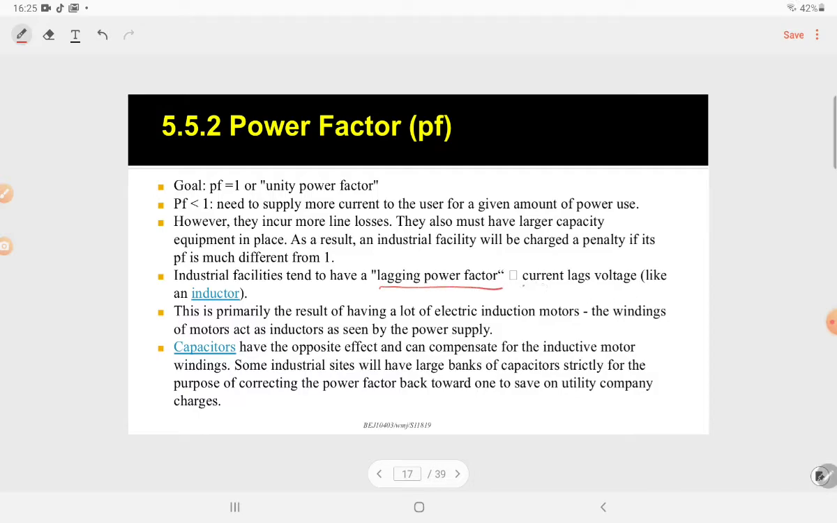So that means current lags voltage. This is primarily the result of having a lot of electrical induction motors. The windings of a motor act as an inductor, as seen by the power supply. Therefore, capacitors have the opposite effect and can compensate for the inductive motor winding. Some industrial sites will have large banks of capacitors strictly for the purpose of correcting the power factor back towards 1 to save the utility company charge, right?